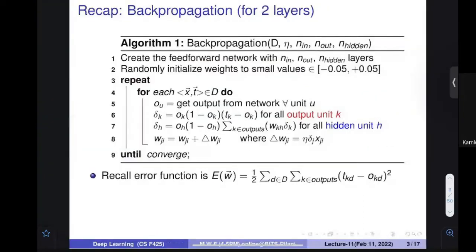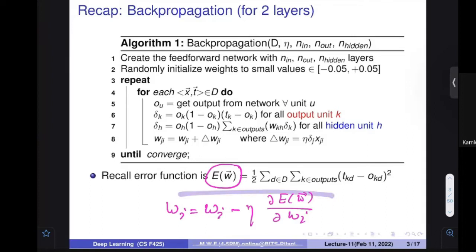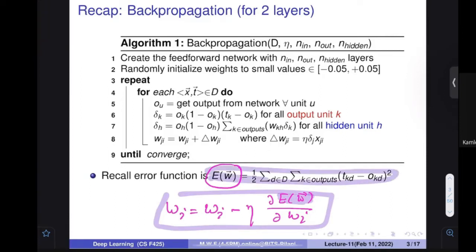So this is the error function, and in the last class I told you that the general methodology is this: if you have an error function and you want to update the weights, you take the current weight minus some parameter multiplied by the derivative of this particular function with respect to w_i. This is the standard method that we are often using in our class to update the value, and the error function is defined on the previous slide in this particular way.